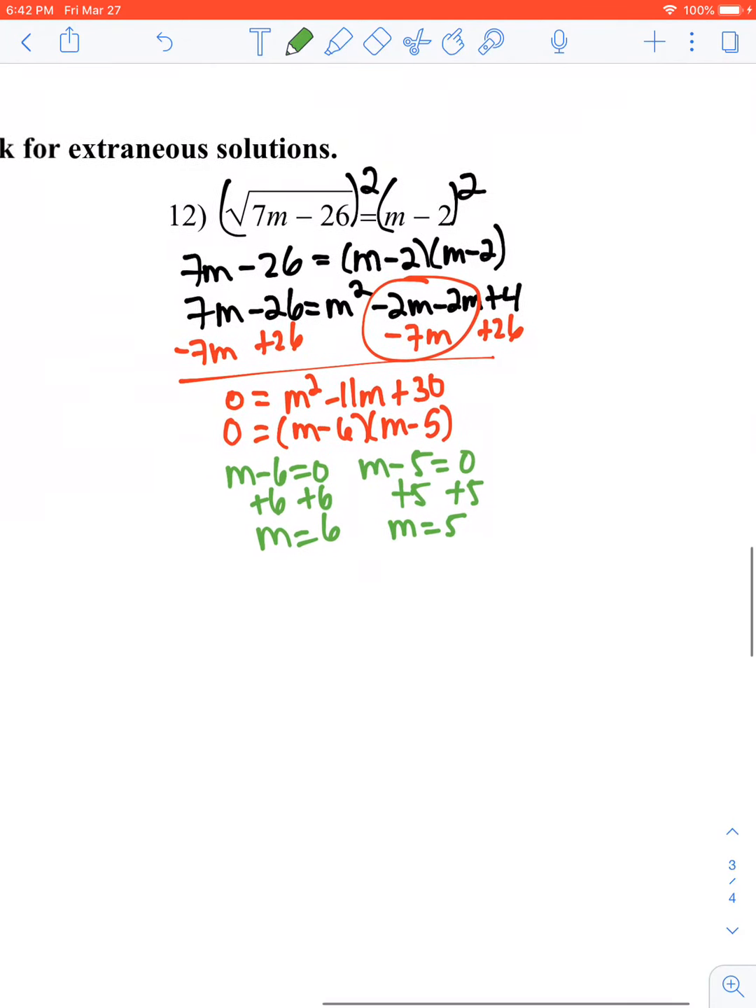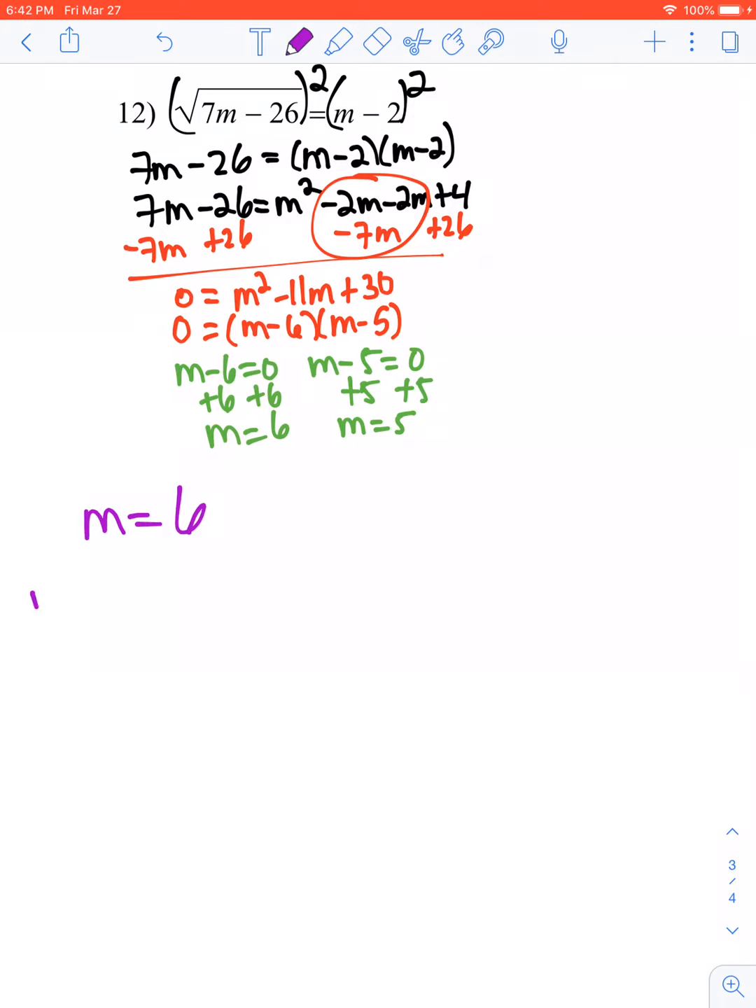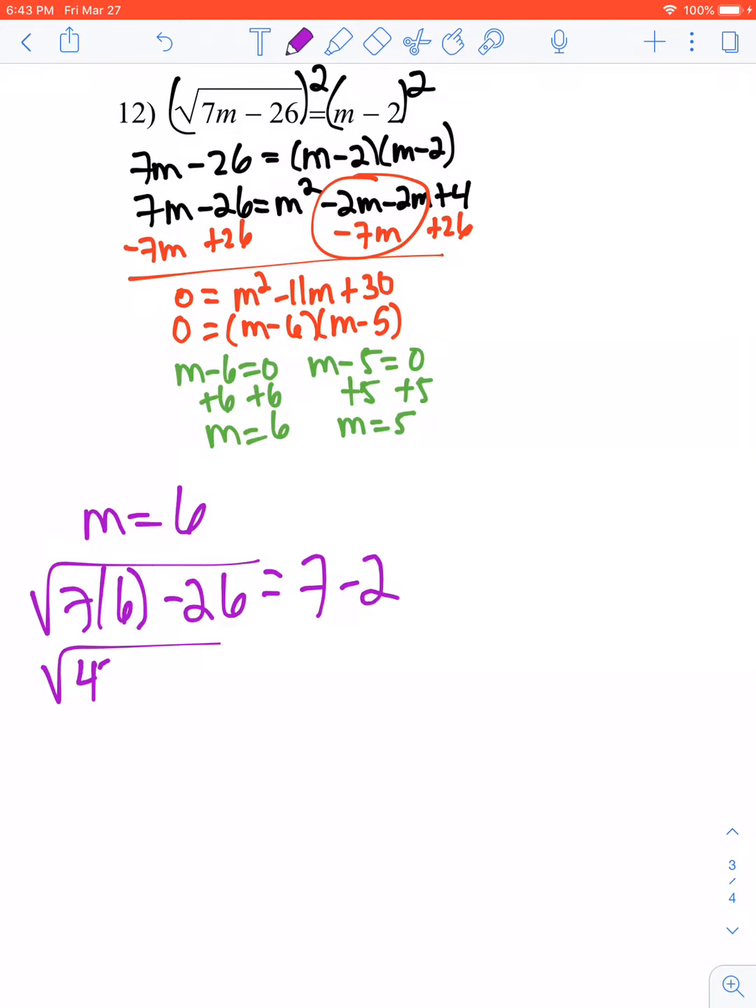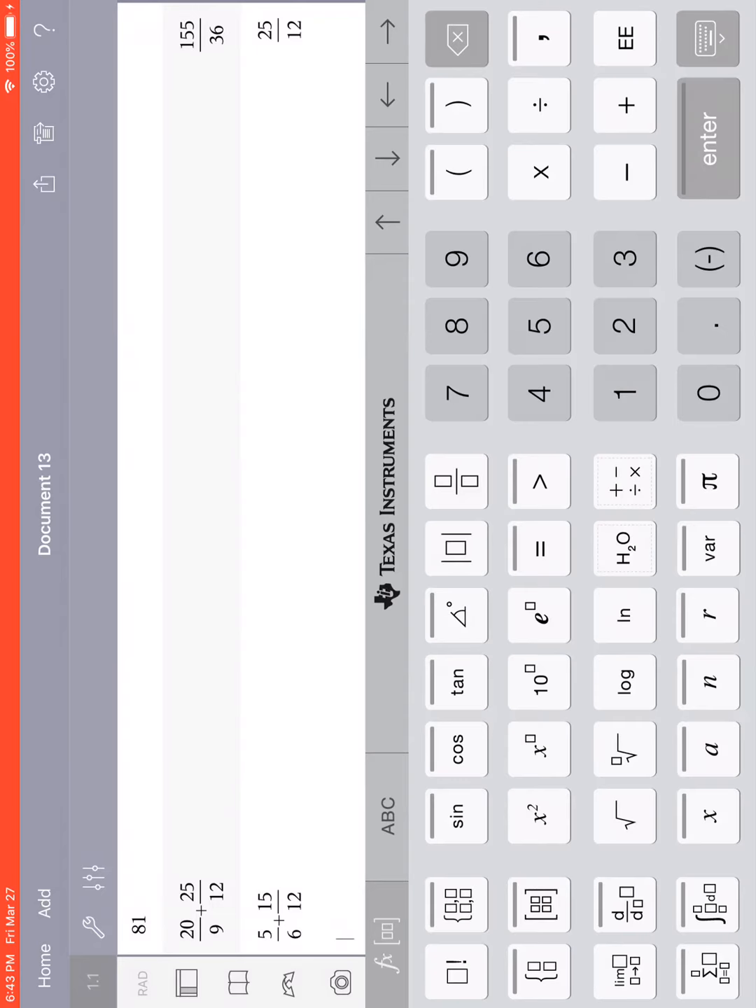Now we need to check our answers. So when I go to check m is equal to 6, I get the square root of 7 times 6 minus 26 equals 7 minus 2. Well, if I take 7 times 6, that's 42. Again, you can use a calculator. And this is going to give me 42 minus 26. That gets me 16.